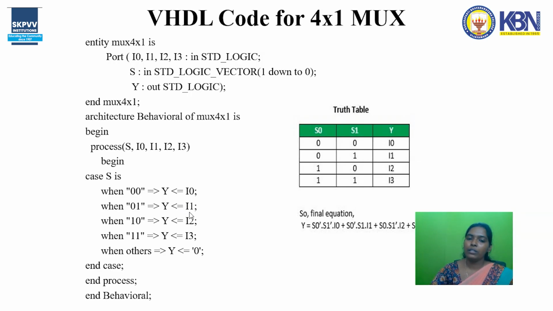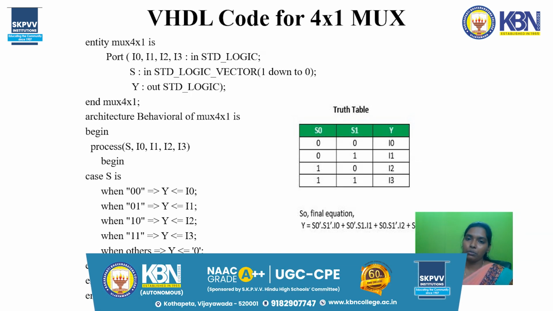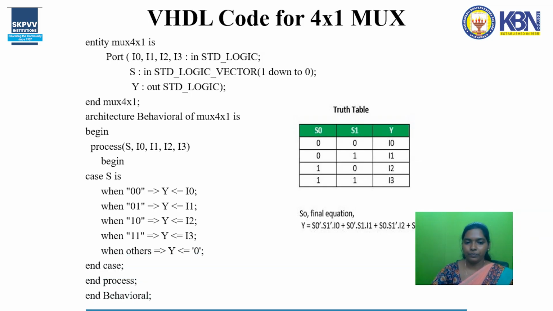We'll get only one output. That is our requirement. So if we give 1 1, the I3 port will be on. For other inputs, such as 0 0 0 or 1 1 1, or numbers other than 0 and 1, we'll get 0. Here the output will be 0. So we'll end this case, end this process and end this architecture.